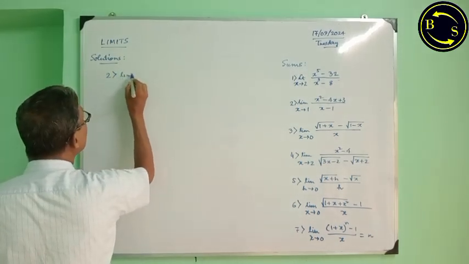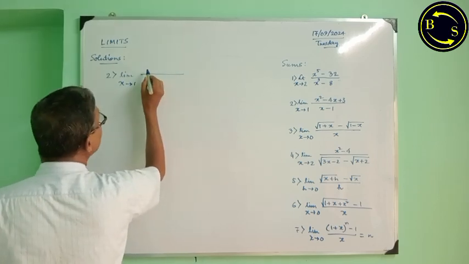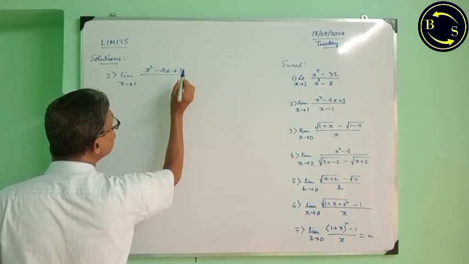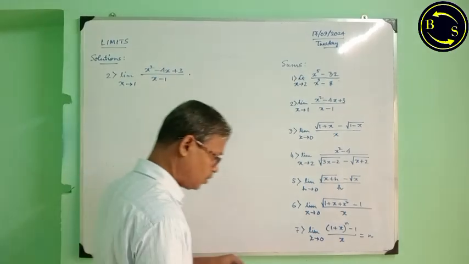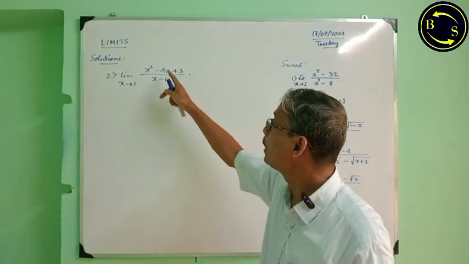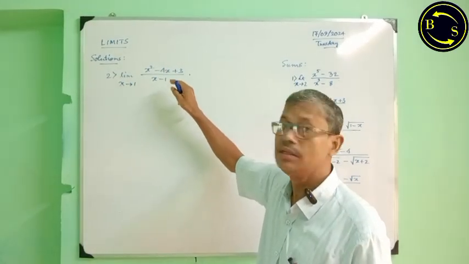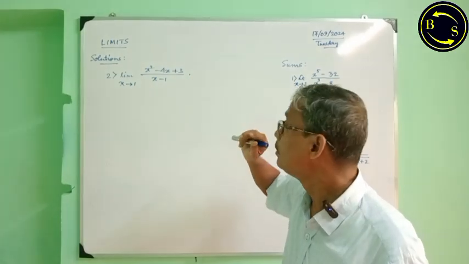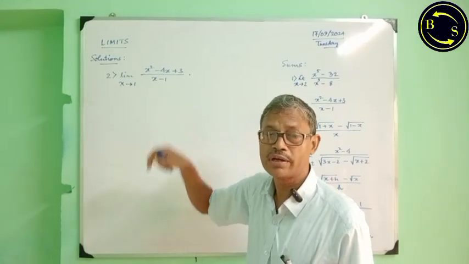Limit x tends to 1, x square minus 4x plus 3 divided by x minus 1. First of all, we check if I put x equal to 1 at the numerator and denominator, then we find both will vanish. That means x minus 1 is a common factor of both the numerator and denominator.